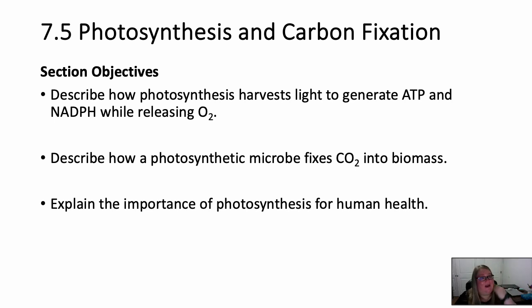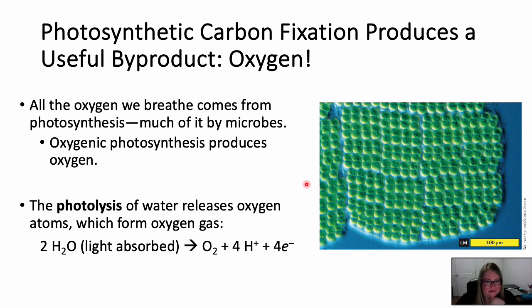Okay, so chapter 7.5 is all about photosynthesis, aka carbon fixation. So how we can fix carbon to make sugars. Photosynthesis is the way photosynthetic individuals can fix carbon. You need to be able to describe how photosynthesis harvests light to generate ATP and NADPH while releasing oxygen. You need to be able to describe how a photosynthetic microbe fixes carbon dioxide into biomass. You need to be able to explain the importance of photosynthesis for human health. So let's get started. Okay, so let's talk about photosynthesis.